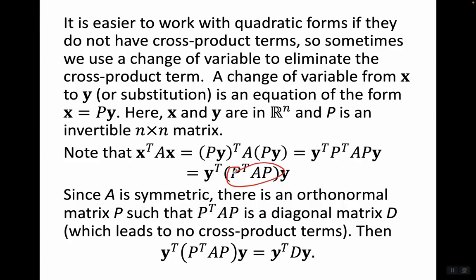Since A is symmetric, there's an orthonormal matrix P such that P transpose AP is a diagonal matrix D, which leads to no cross product terms. That's going to be really nice. Then y transpose P transpose AP times y is just y transpose D times y. And it's really easy to work with something like this, because D is a diagonal matrix.